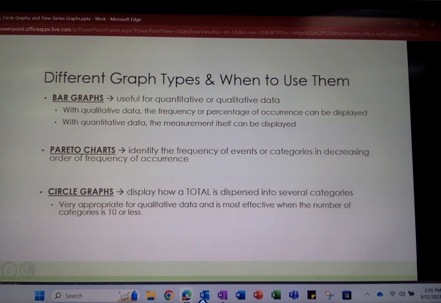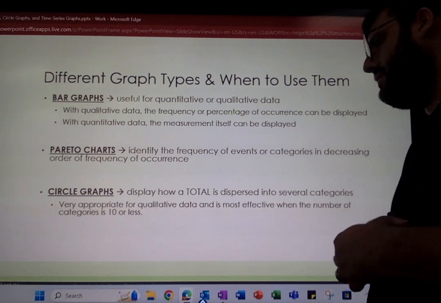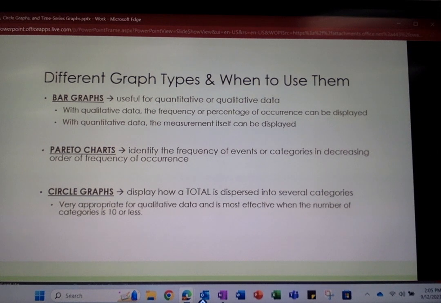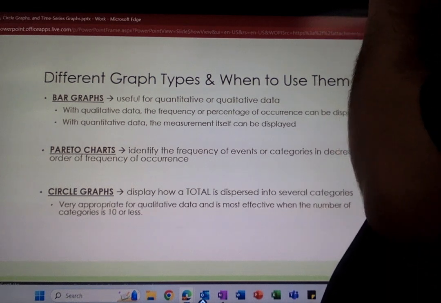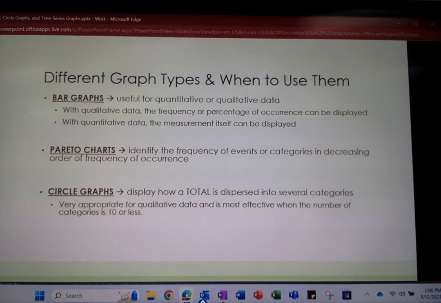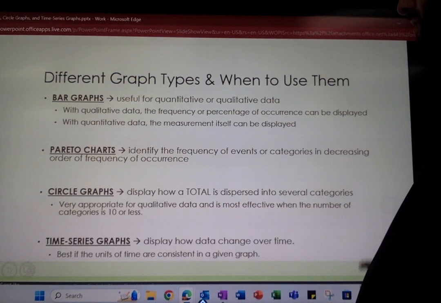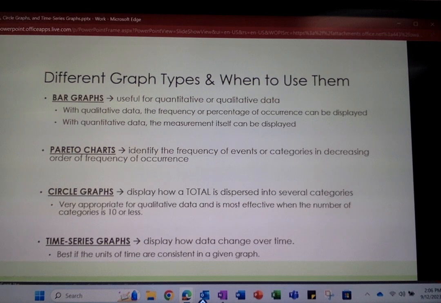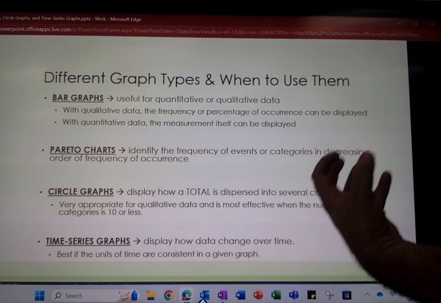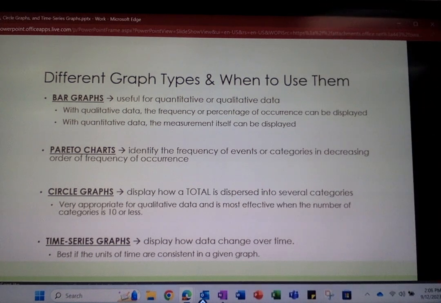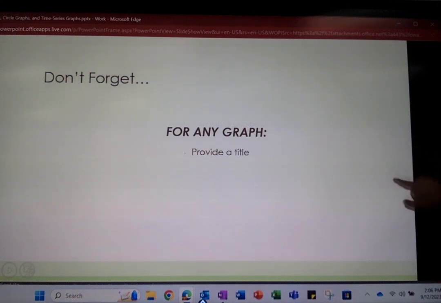Circle graphs display how a total is dispersed into several categories. So circle graphs are very categorically focused. They're very appropriate for qualitative data and are most effective when the number of categories is 10 or less. If you have more than 10 categories, you're going to have some really small pieces of your pie chart. And then, of course, as we talked about, time series graphs are best used to display how data changes over time. It's best if the units of time are consistent in a given graph. We're using the same units of measurement for time with each value.